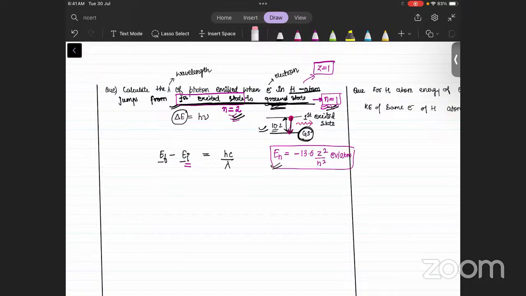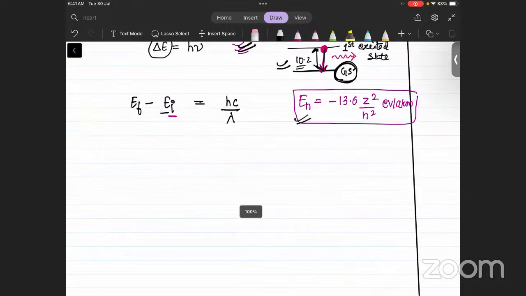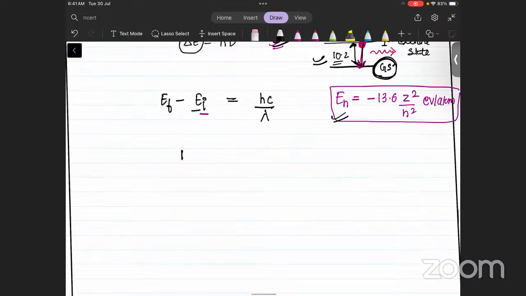10.2. Yes, it will be. So energy here will be 10.2, right? Now, the one thing that you have to be very careful about is that this is in electron volt, right? Is it? Yes, correct, ma'am. Now, let's keep the values. What should be the value of h?